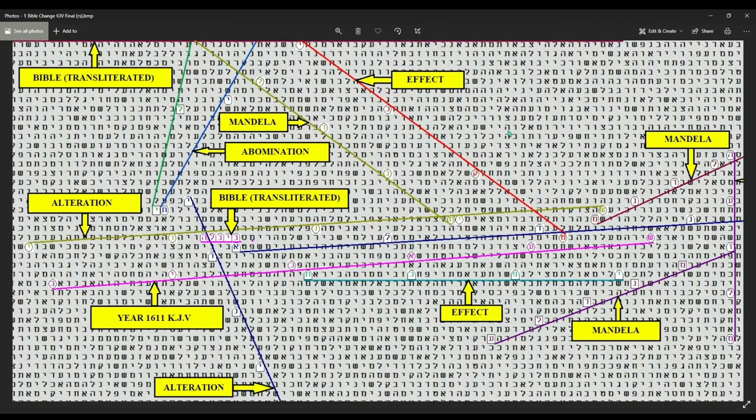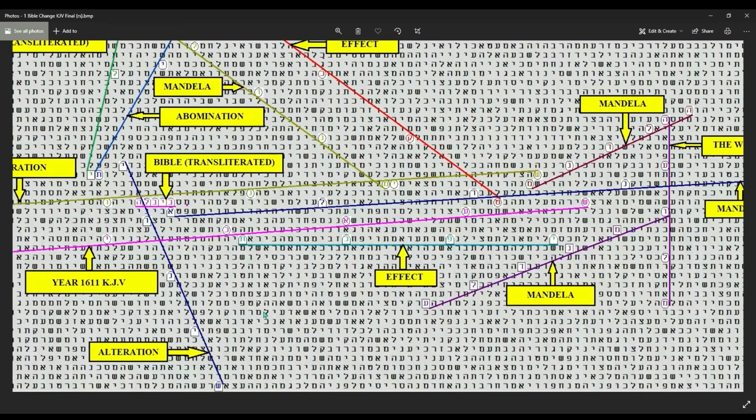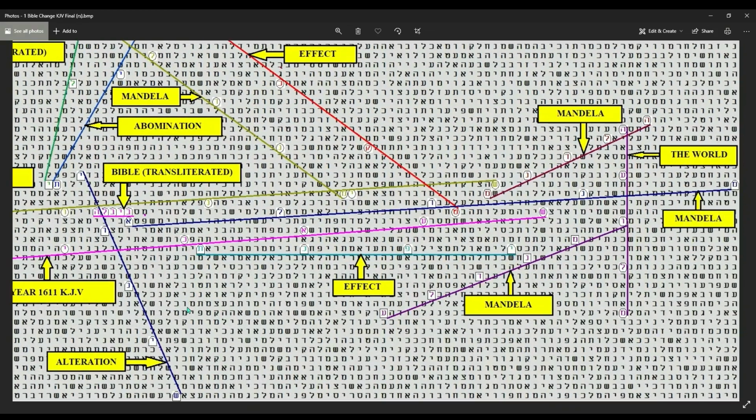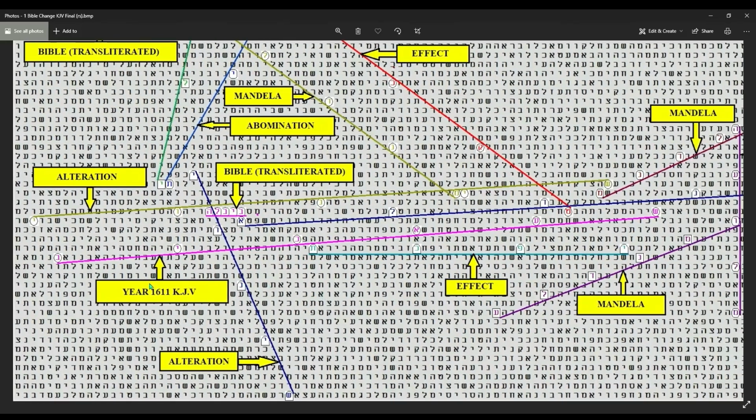Then we move further down. Something else I found, I also put the year 1611 and the acronym KJV, and that's in pink, just going right the way across. So we have 1611 and KJV. So we have Kaf, Yud, Bet.